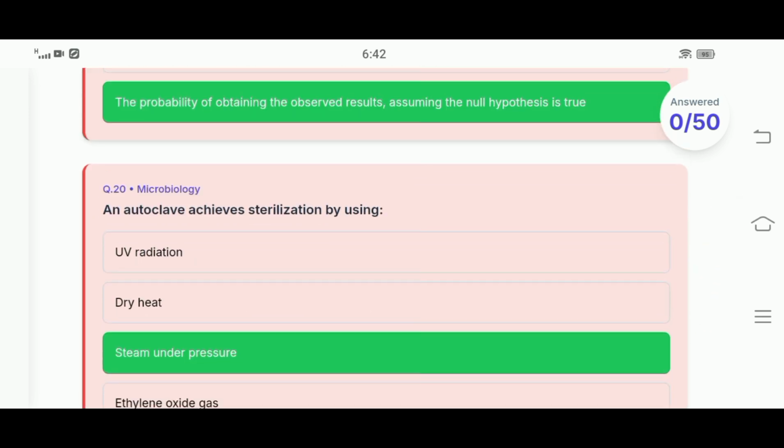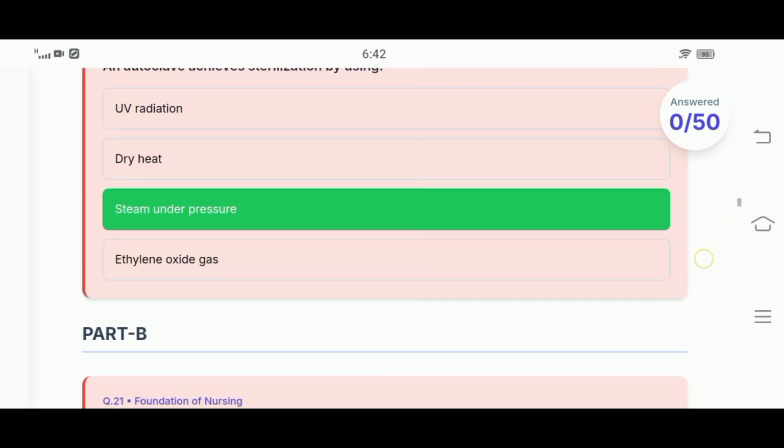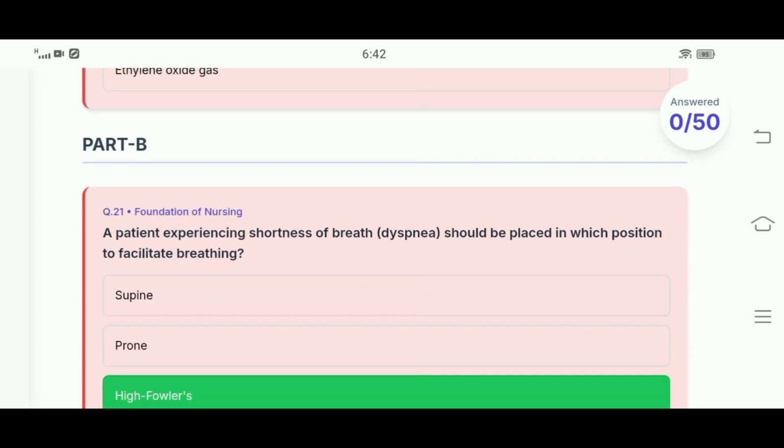Next, 20, microbiology. An autoclave achieves sterilization by using. Options are A. UV radiation, B. Dry heat, C. Steam under pressure, and D. Ethylene oxide gas. So the correct answer is C. Steam under pressure.